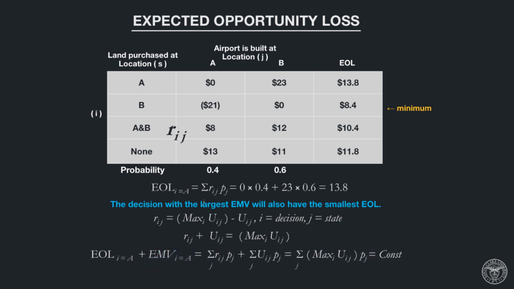So when we have the highest value of EOL, we are going to have the lowest value of EMV, or when we have the highest value of EMV, at the same time we get the lowest value of EOL. So we always have the same optimal decision, no matter whether you use the EMV approach or the expected opportunity loss.